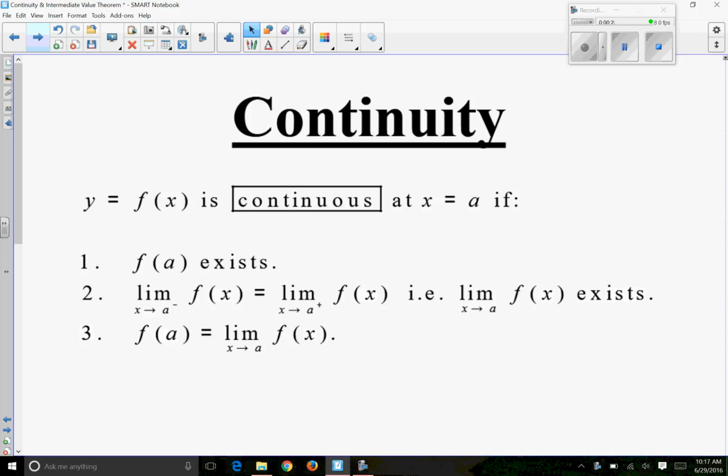Y equals f of x is continuous at x equals a if f of a exists. The limit of f of x as x approaches a from the left equals the limit of f of x as x approaches a from the right. And when these left side and right side limits equal each other, then the limit of f of x as x approaches a exists.